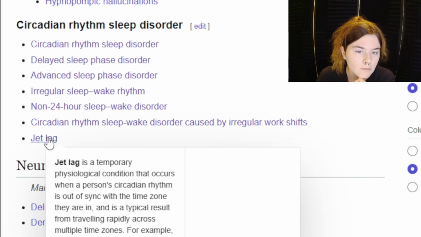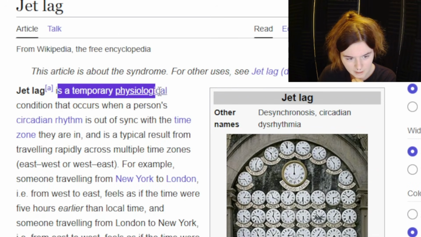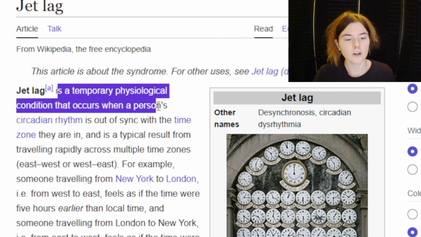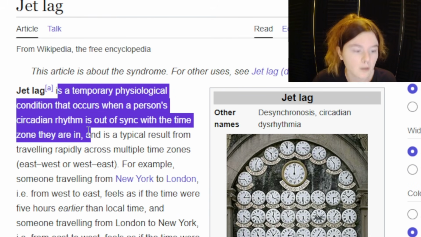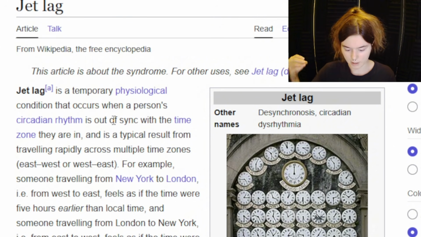Last one, jet lag. I think I know what this one is. I could be wrong though. Jet lag is a temporary physiological condition that occurs when a person's circadian rhythm is out of sync with the time zone they are in. We all know what jet lag is. When you go on a flight to Tunisia and suddenly you're 8 hours ahead of where you usually are, and then when they are going to sleep, you're still wide awake and vice versa, and it's all messed up.